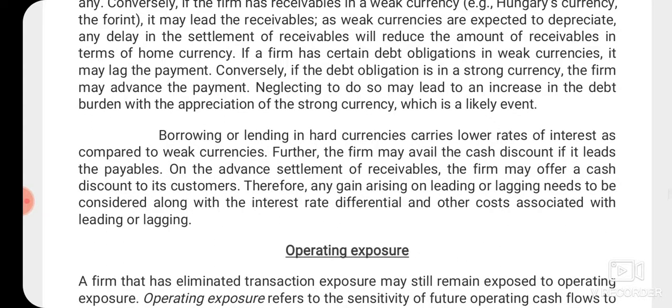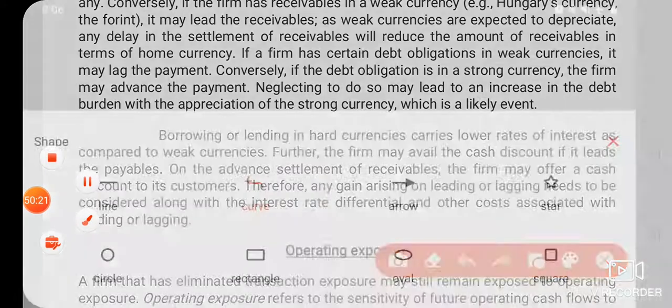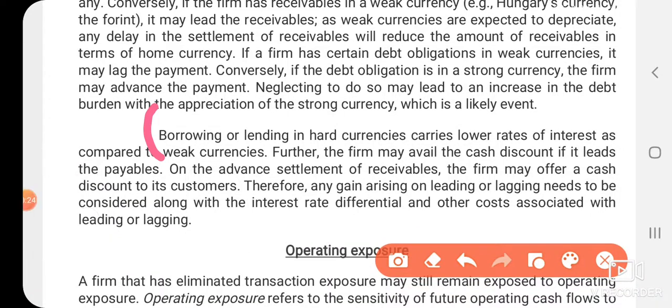Here, borrowing or lending in hard currencies carries lower rates of interest as compared to weak currencies. Further, they may avail cash discounts if it leads to the payables. On the advance settlement of receivables, the firm offers cash discounts to its customers. Therefore, any gain arising from leading or lagging needs to be considered along with the interest rate differential and other costs associated with the leading or lagging.